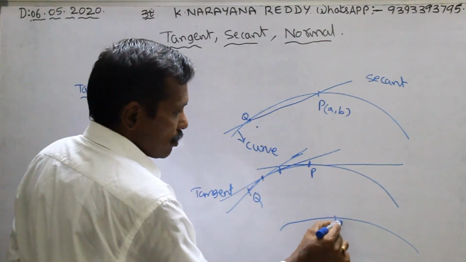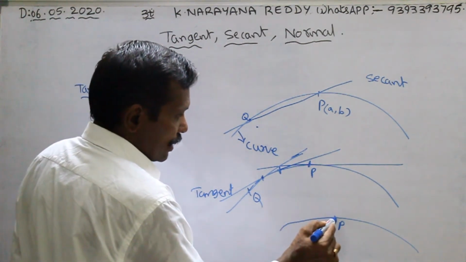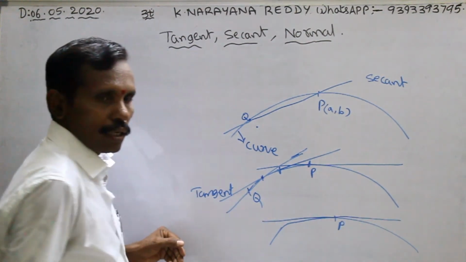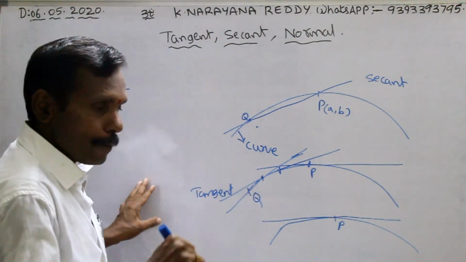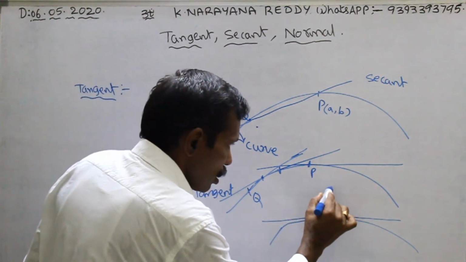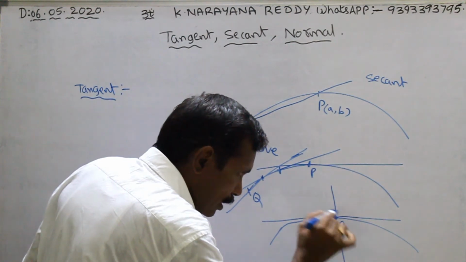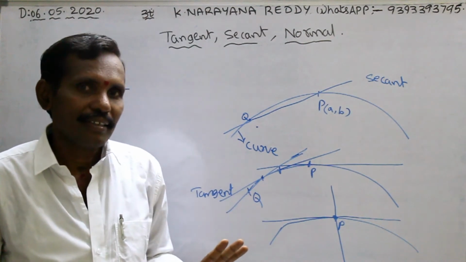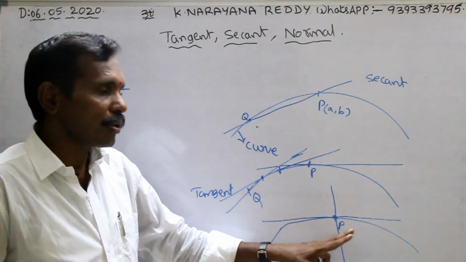There is a point P, and the tangent goes through the curve, touching at the point P. A line passing through P, normal to the curve, is called normal to the tangent. That is the normal line, normal to the tangent or normal to the curve.